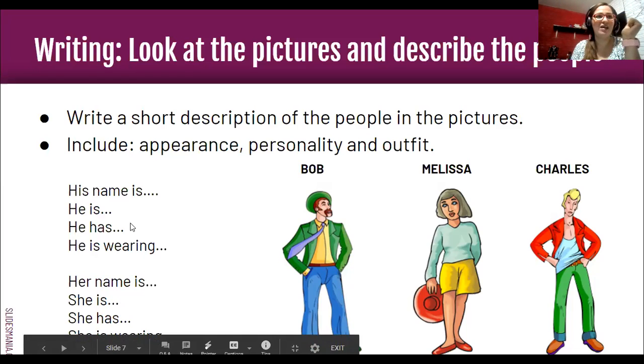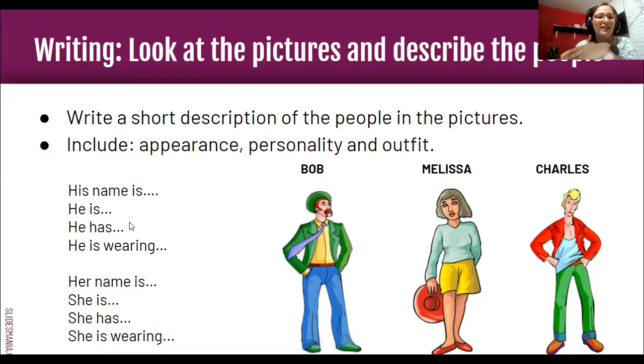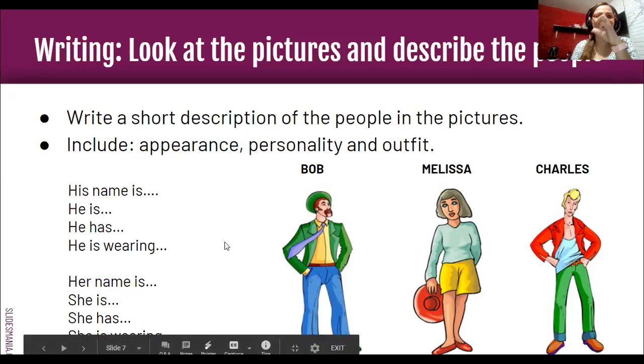Acuérdense que el jueves hablábamos cuando describimos a alguien, cuando podemos usar el verbo to be, como he is, she is, I am, you are, y cuando podemos utilizar have. She has, he has, I have. Okay, acuérdense. And then the outfit. He is wearing. Okay, entonces vamos a incluir todo eso para escribir la descripción de cada uno de ellos.